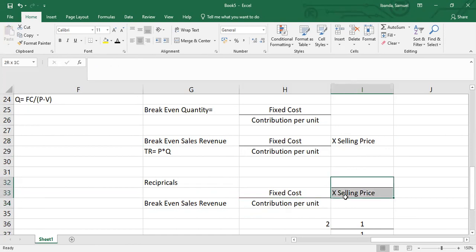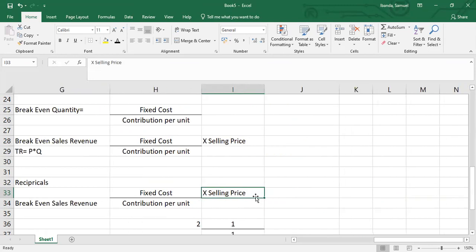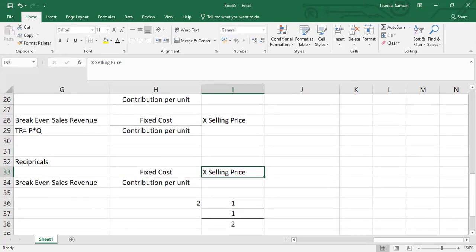Now, I don't want to have a sales price here. So since I don't want sales price here, I'm going to divide here by the selling price, and also divide here by the selling price. I'm going to turn this into a reciprocal, just like the way we have here. So if I turn this into a reciprocal, this is how it will be. It will actually be 1.